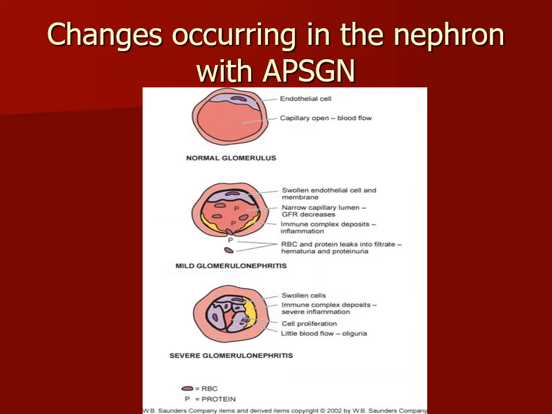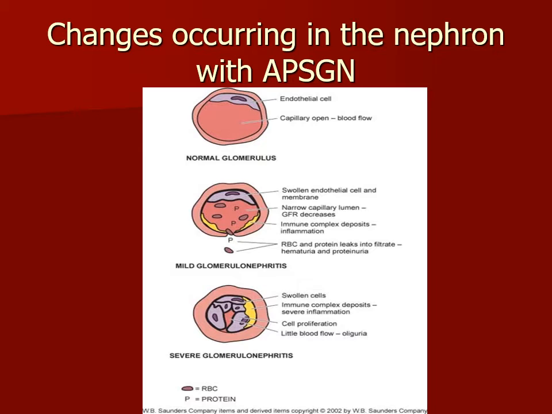Changes occurring in the nephron with APSGN. It shows you a normal glomerulus, and then it shows you a mild case of glomerulonephritis. So you see the swollen endothelial cells, the inner lining of the passageways, and you have a narrow capillary lumen. Glomerular filtration rate decreases because you have a constriction in that passageway. Immune complexes form, causing inflammation, and that's going to cause red blood cells and proteins to leak into the filtrate, so that's your hematuria and proteinuria.